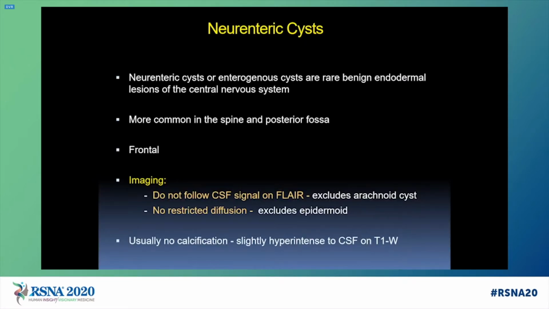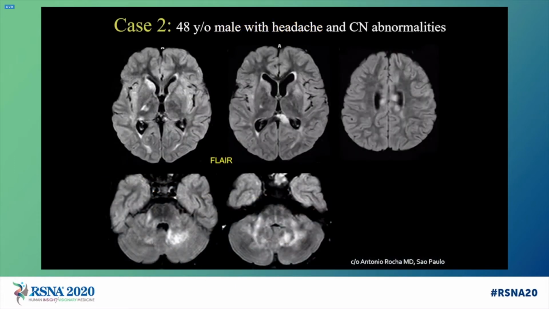So neuroenteric or enterogenous cysts are rare benign endodermal lesions of the central nervous system. They are more common in the spine and in the posterior fossa. Actually, they are 3 times more common in the cervical spine. When supratentorial in location, they tend to be located in the frontal regions. As we've seen in this case, they do not follow CSF signal on FLAIR, which is helpful to make the difference with arachnoid cysts, and they do not show restricted diffusion, which is also helpful to differentiate them from dermoid and epidermoid cysts. This is the next case.